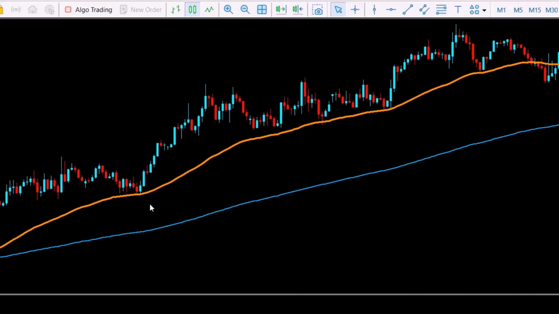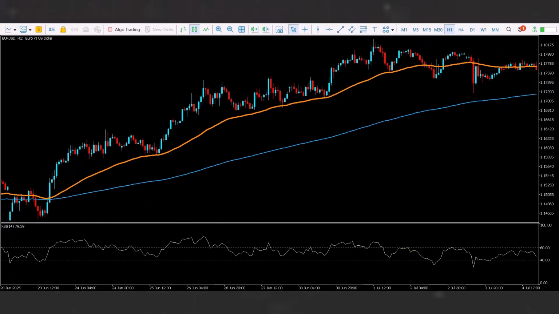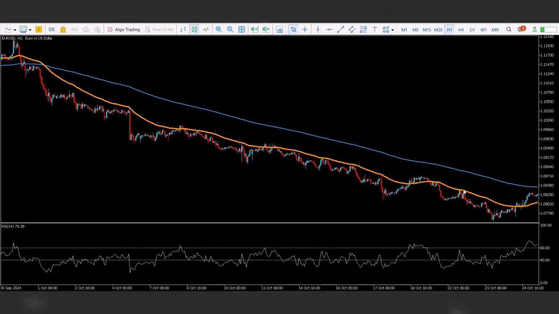Very often, in an uptrend, price retraces toward the EMA 50 before continuing higher. That area around the EMA 50 can act as a temporary support where buyers may step in again. So, in an uptrend, we wait for price to move back toward the EMA 50. The same idea works in reverse for a downtrend.